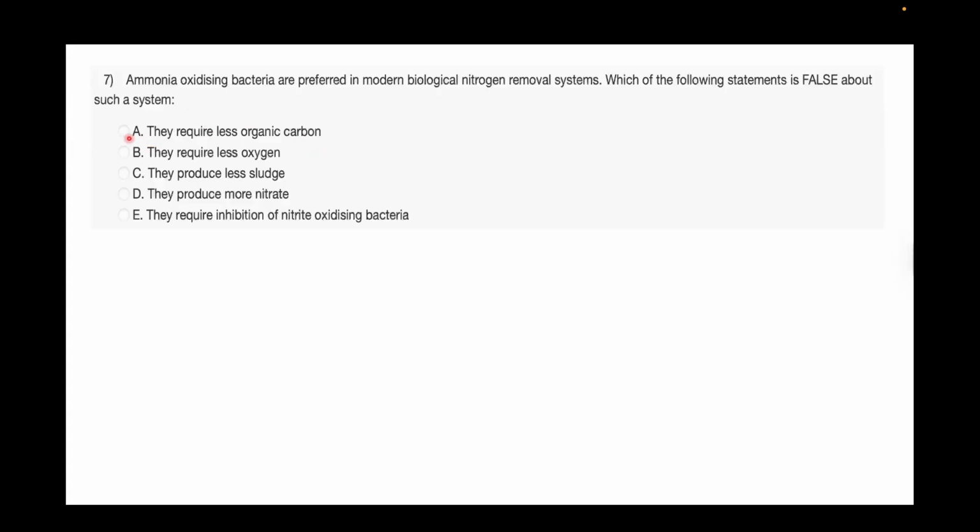Option A, they require less organic carbon. Option B, they require less oxygen. Option C, they produce less sludge. Option D, they produce more nitrate. Option E, they require inhibition of nitrite oxidizing bacteria. Which of these is a false statement? They require less organic carbon, less oxygen, produce less sludge, produce more nitrate, require inhibition of NOBs or nitrite oxidizing bacteria.